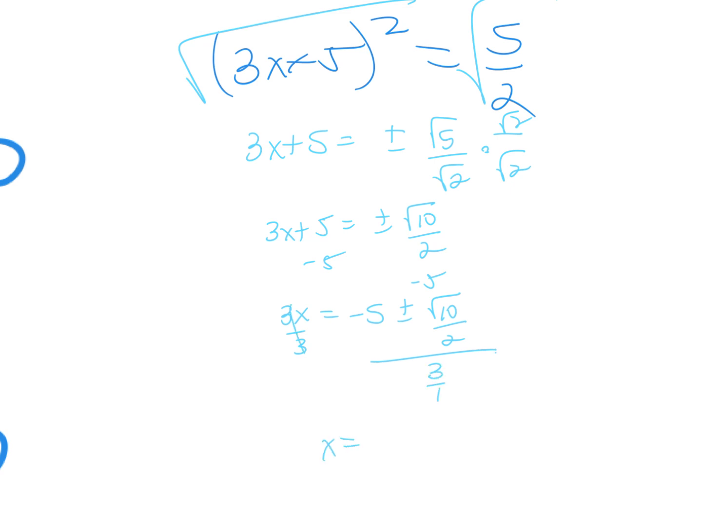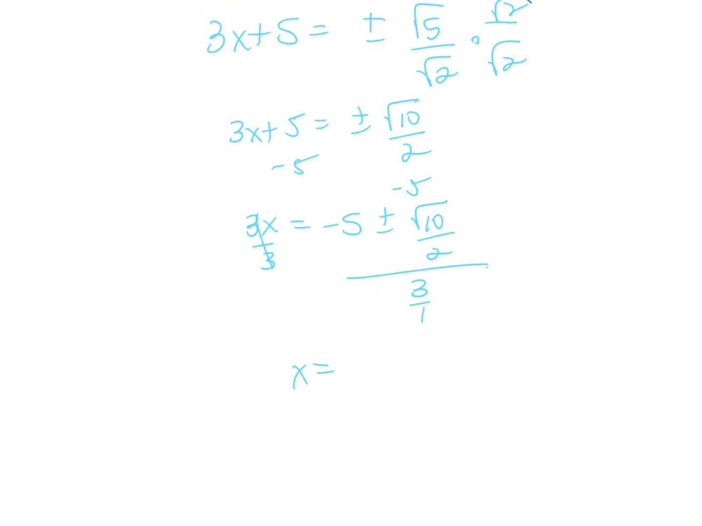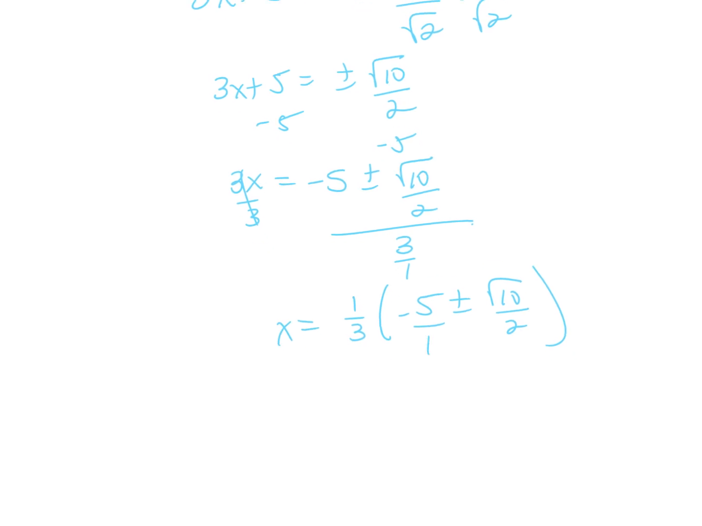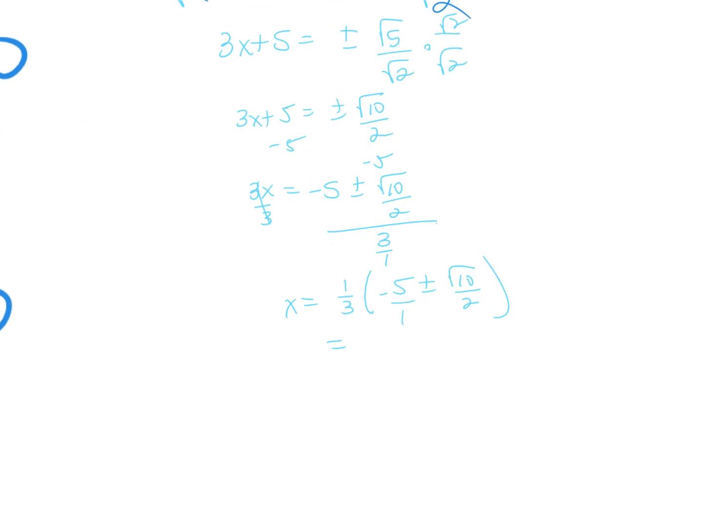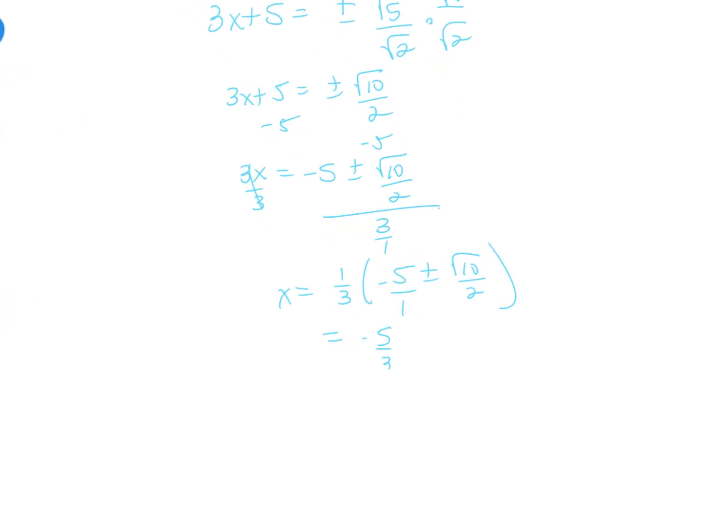So I have x equals, guys remember, when you divide, it's the same as multiplying by the reciprocal. So when I say negative 5 plus or minus root 10 over 2 divided by 3, it's the same as I can write this as 1/3 times negative 5 plus or minus the square root of 10 over 2. It's probably a little easier way to look at it. So when I multiply here, I'm going to go ahead and distribute. So it's negative 5 over 3 plus or minus the square root of 10 over 6. And that would be your final answer.